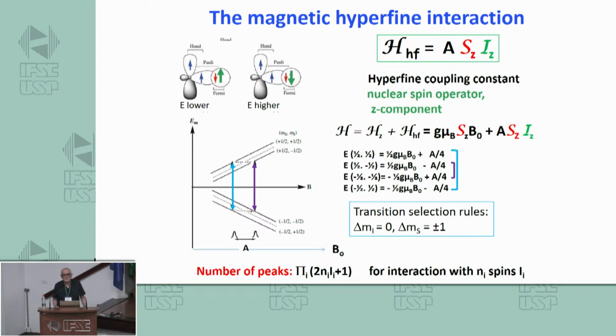So for instance, a common situation is the interaction with an N14 nucleus. N14 has a nuclear spin quantum number of 1. So in this case, we would observe 3 lines. Yeah? 2 times N, N is 1, then 2 times 1 times 1 plus 1. So 3 peaks for interacting with one 14N nucleus. If we have an interaction with a spin 3/2 nucleus, for instance copper, I will show some results later, then we get 4 peaks.